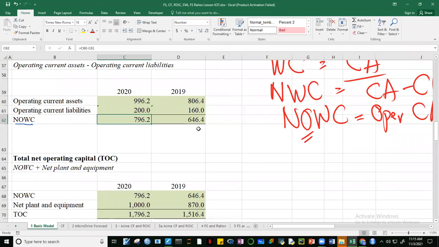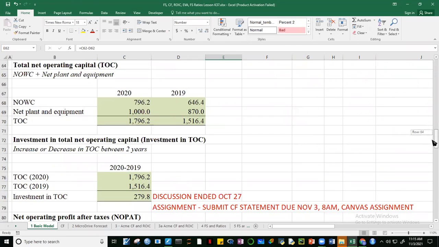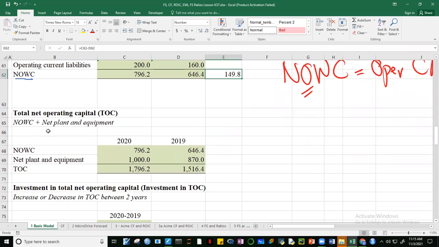Okay, so take note, guys, that the operating working capital increased from 2019 to 2020. It increased by this amount. The increase was around 150. That's actually 150 million because our data, our balance sheet and income statements, is in millions. Now next we go to the total net operating capital, otherwise known as TOC, total operating capital.